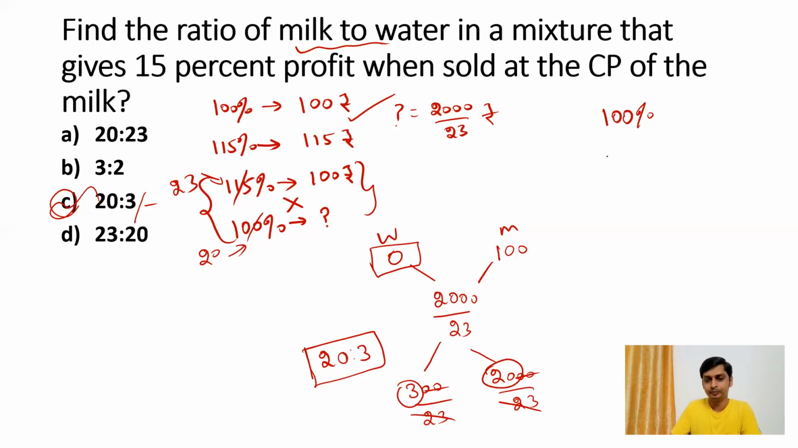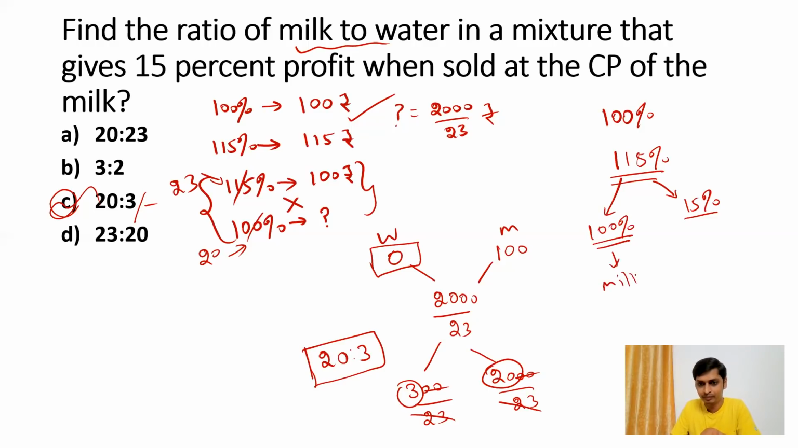Okay, now coming to the shortcut. So what is the cost price of milk? 100%. Now after adding water, it is 115 percentage, right? So in this 115 percentage, 15 percentage is water and only 100 percentage is milk. So you have to find the ratio of milk and water, right? So just convert it to a ratio. So 100 is to 15. So you get 20 is to 3. This becomes your answer. How easy it is, right?